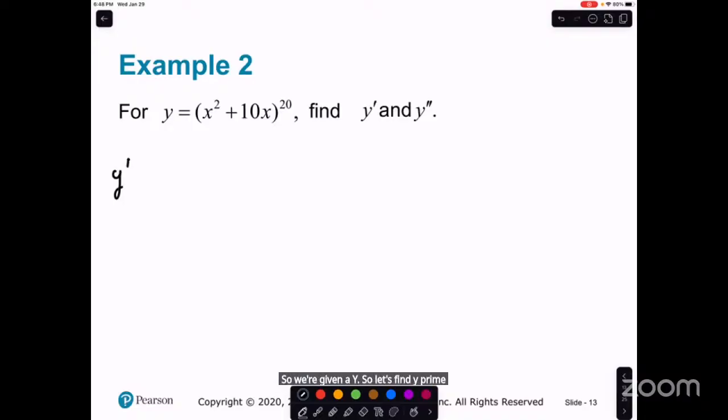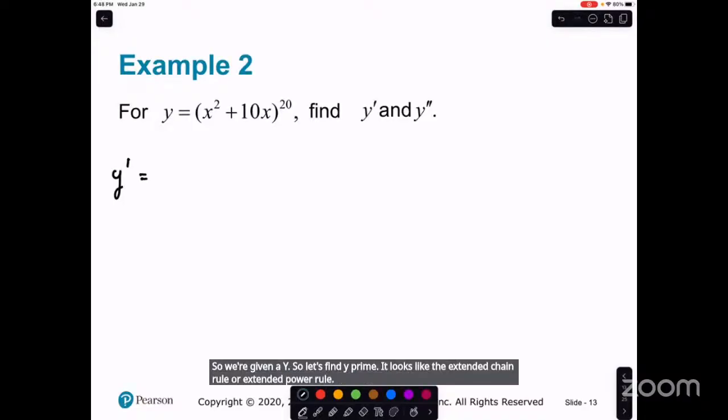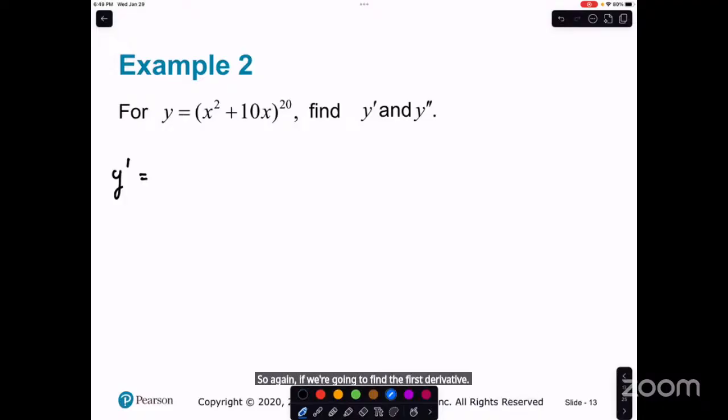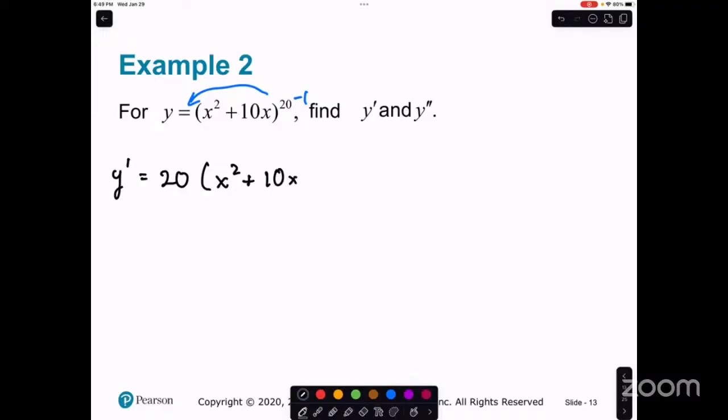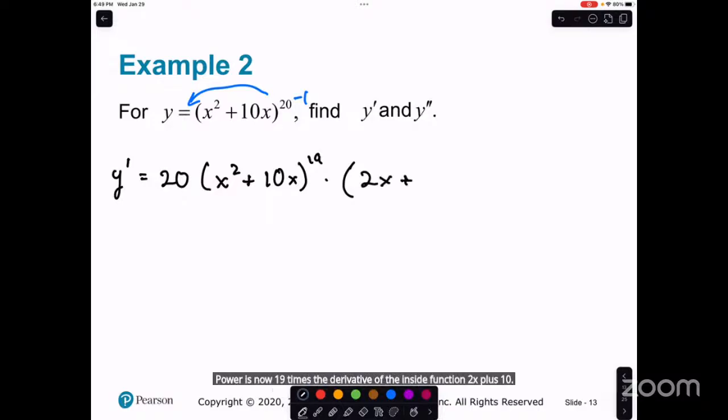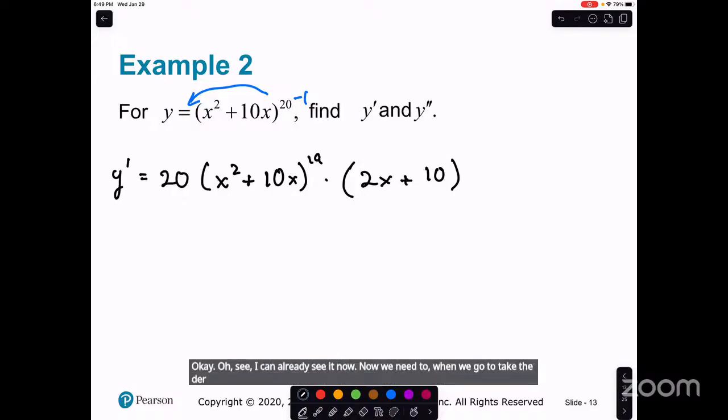It looks like the extended chain rule or extended power rule. So again, if we're going to find the first derivative, power comes down, we subtract 1. So that's going to be what? 20. This persists. Power is now 19 times the derivative of the inside function, 2x plus 10. Okay. Oh, see, I can already see it now. So now when we go to take the derivative of the derivative, take a moment to see what technique we're going to have to use. Anybody see it?